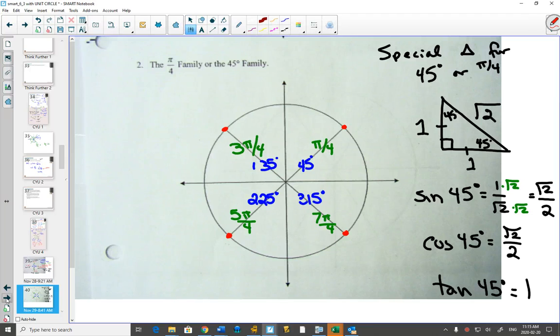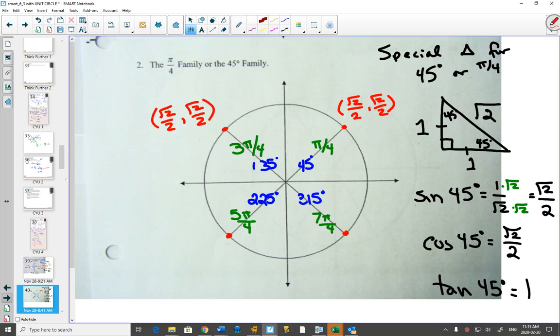So from that special triangle, we can now label our coordinates. Our coordinates on the unit circle are cos comma sine. At 45 degrees, cos is root 2 over 2. Sine is root 2 over 2. In quadrant 2, do you notice it's the same triangle? So cos will be root 2 over 2 again, and sine will be root 2 over 2.